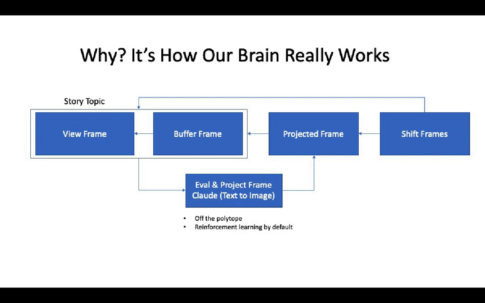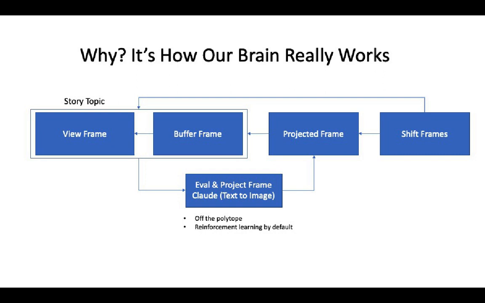There's two images, the view image and the buffer image. The view image is what you see. The buffer image is coming next. So Claude does an image to text of those two images. It compares them and projects what the next image will be.